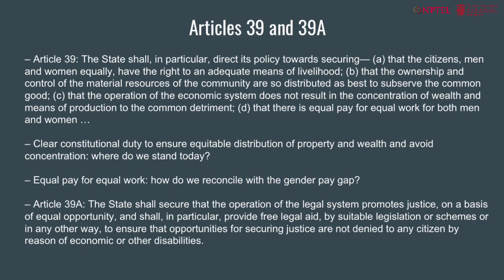Coming now to Article 39A, it notes that the state shall secure that the operation of the legal system promotes justice on a basis of equal opportunity and shall in particular provide free legal aid by suitable legislation or schemes or in any other way to ensure that opportunities for securing justice are not denied to any citizen by reason of economic or other disabilities.